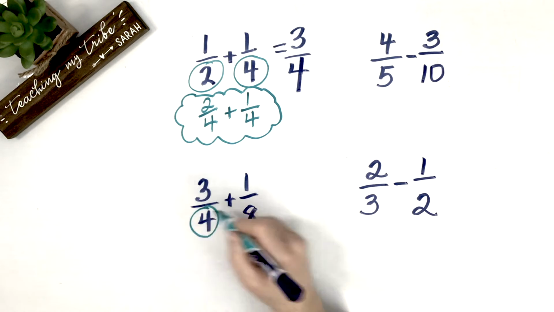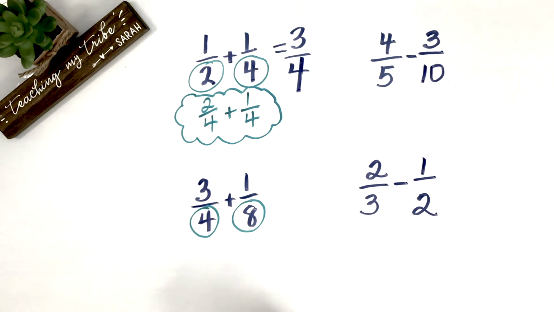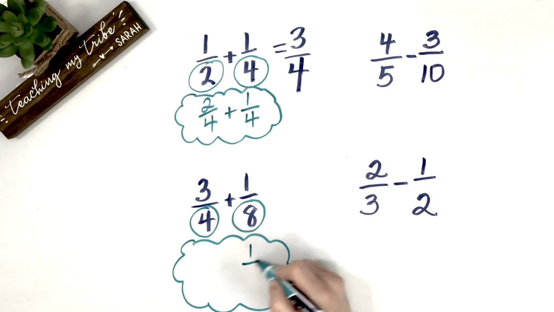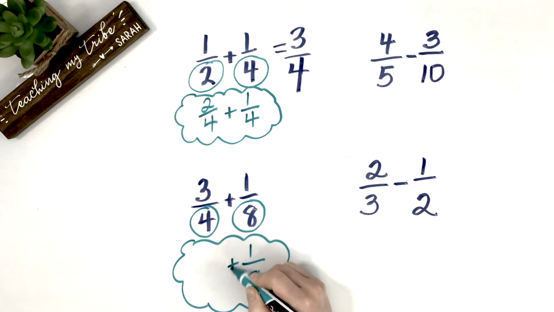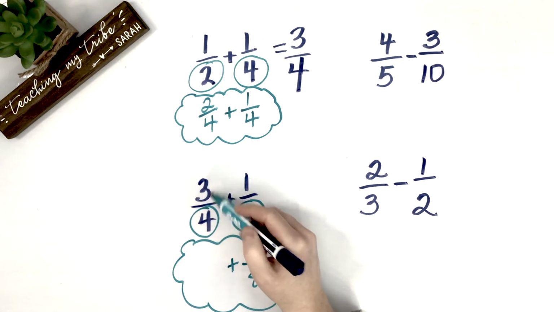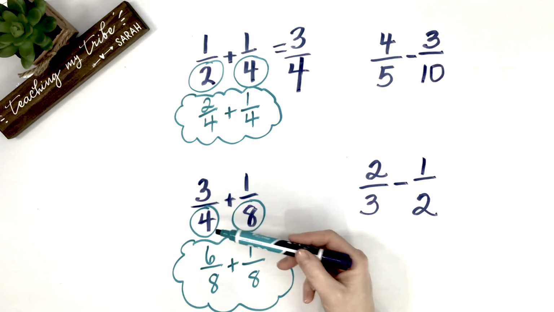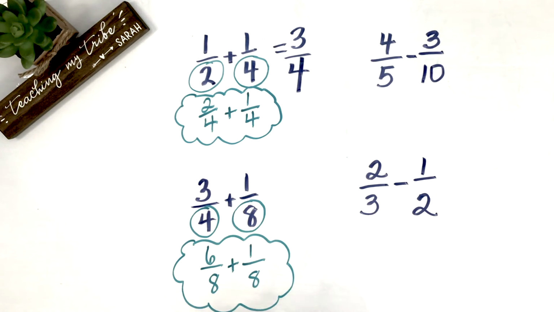The least common multiple between 4 and 8 is 8. So in my head, I'm just thinking, okay, 1/8 doesn't have to change. It's just the 3 quarters. We need to write this in terms of eighths. So I'll need to double both the numerator and the denominator. So 3 quarters is really the same as 6/8. So now I'm thinking 6/8 plus 1/8. That gives me 7/8.